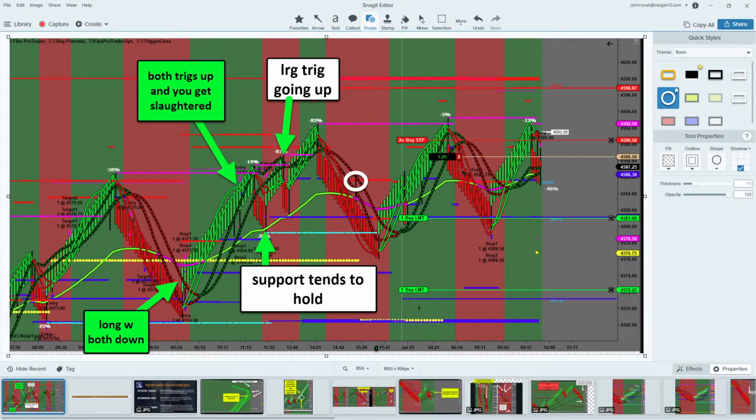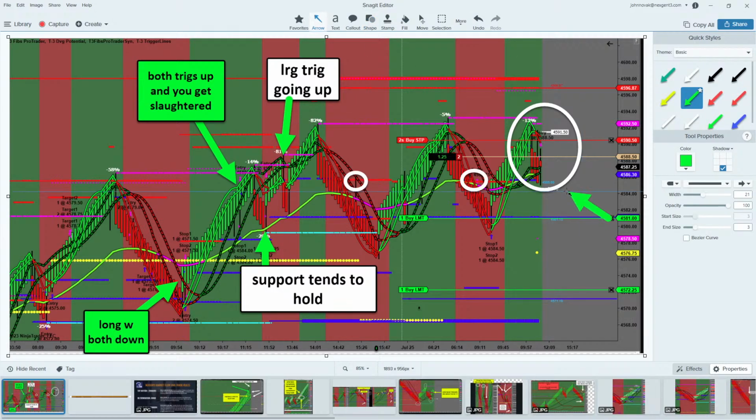And then today you went short with both triggers going down, which works out well. And this is another one I'm going to guess 50-50 on whether you won or lost, because you're trading into support with large triggers up. You see what I'm saying right here? So you're going short hoping that we get below this area, instead of waiting for it to get below the area and then go short.